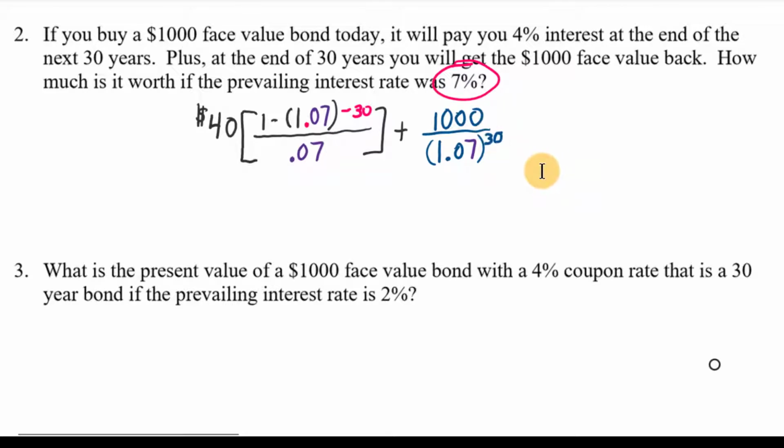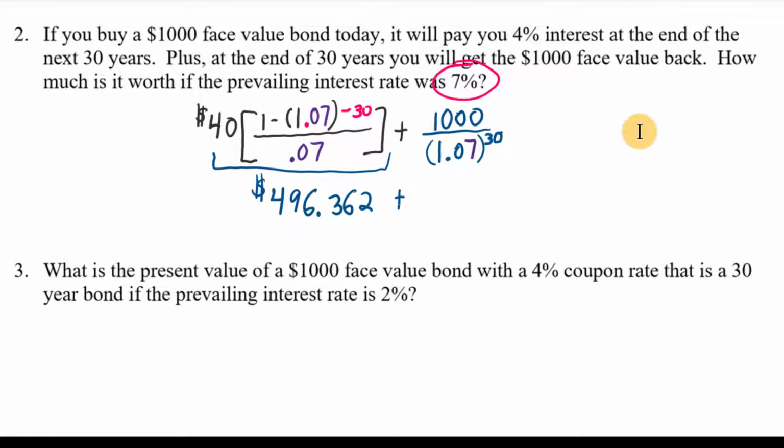Well, we're going to need less than $1,000 because less than $1,000 will be able to bring us $40 interest every year since we can earn 7% in a different investment, even though this bond only pays the 4%, right? If we put these numbers in our calculator, what we get this time is the present value of the annuity, just the stream of $40 for 30 years, is $496 and about 36 cents. But again, just for accuracy, we'll include an extra decimal place there.